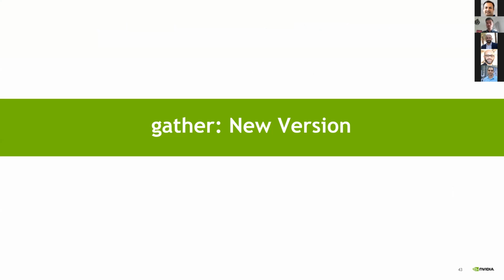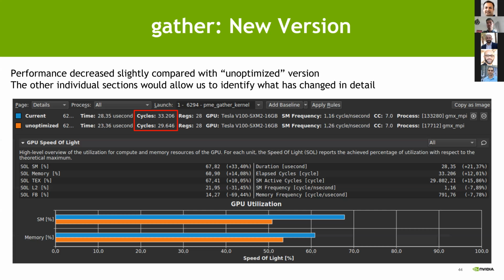Looking at the gather kernel, which now, as we explained, has to recompute this data instead of loading it from global memory, we see that the performance actually decreases slightly compared to the previous version. The kernel got about 20% slower because it has just more cycles elapsed. It also has a lot less DRAM throughput because it loads less data, but it has higher SM throughput because it now has to recompute these things that were previously already available in memory.